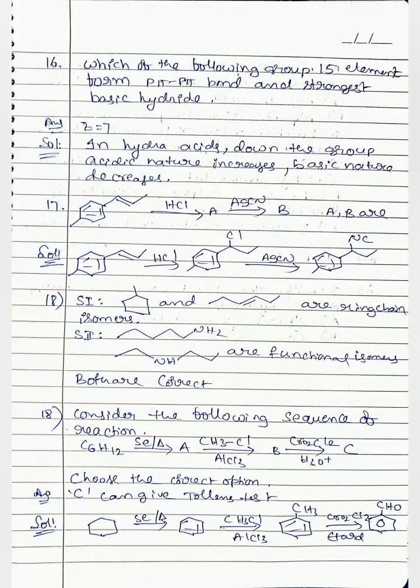Next one, which of the following group 15 elements form p pi bond and the strongest basic hydride? We know the strongest basic hydride is ammonia, and it forms p pi bond readily. The next one, for a compound, a series of reactions they have given. One of the reagent is HCl, where the addition takes place at the unsaturation, and when it is treated with silver cyanide, you will get isocyanide. So you can check the solution here.